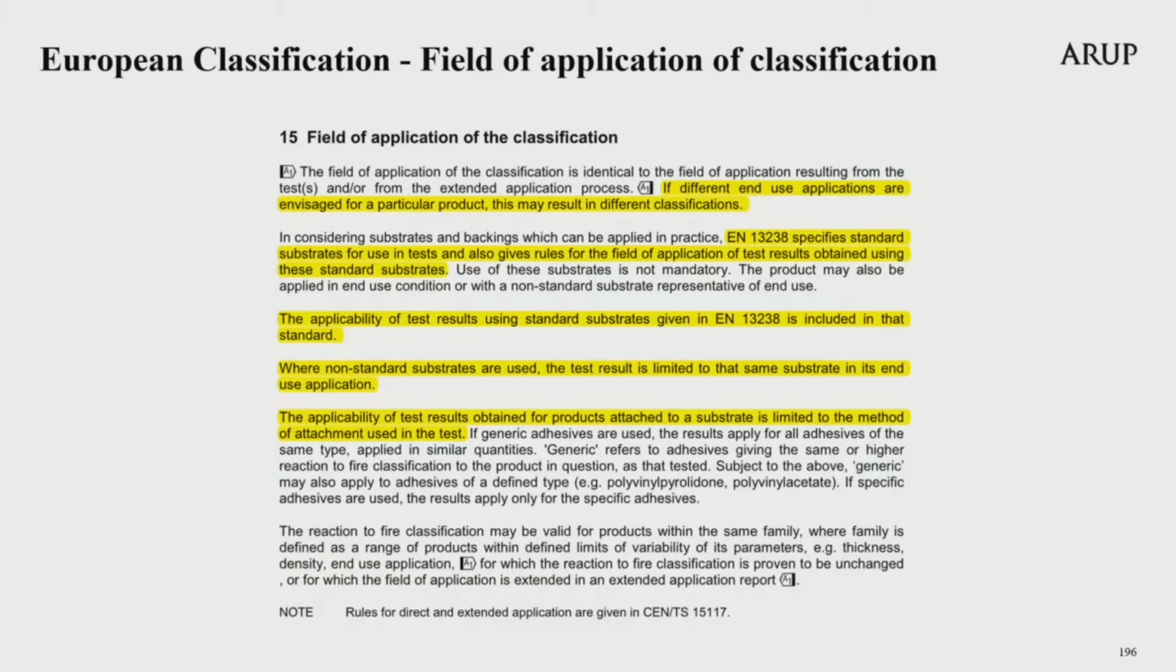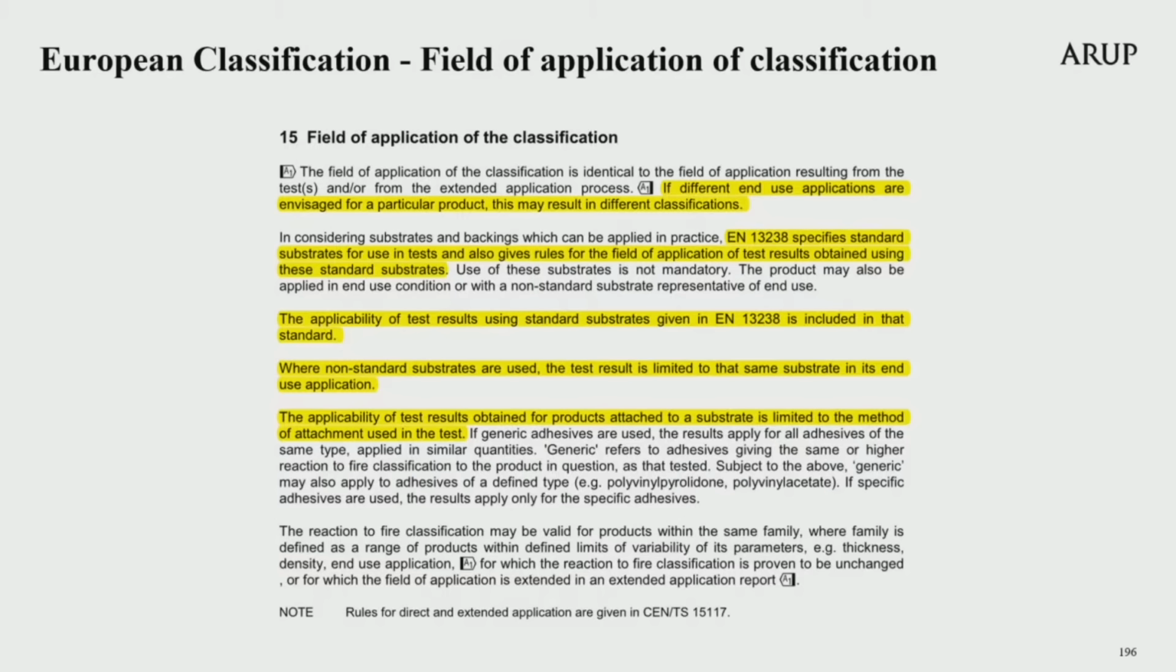In considering substrates and backings which can be applied in practice, the classification specifies standard substrates for use in tests and also gives rules for the field of application of test results obtained using those standard substrates. The use of standard substrates is not mandatory. Instead, the product may also be tested in its end-use conditions with a substrate representative of the end use.